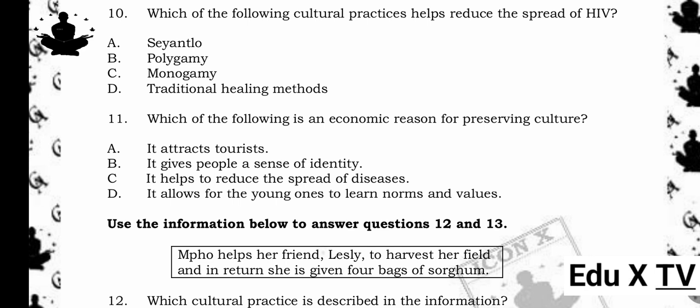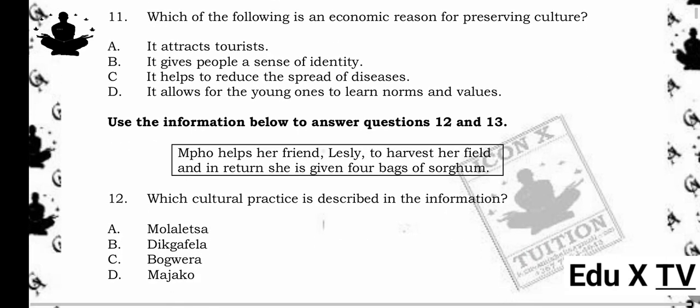10. Which of the following cultural practices helps reduce the spread of HIV? A. Sayandlo. B. Polygamy. C. Monogamy. D. Traditional healing methods. The answer is C. Monogamy. Reason being, monogamy, having one sexual partner, reduces the risk of HIV transmission compared to multiple or concurrent partnerships.